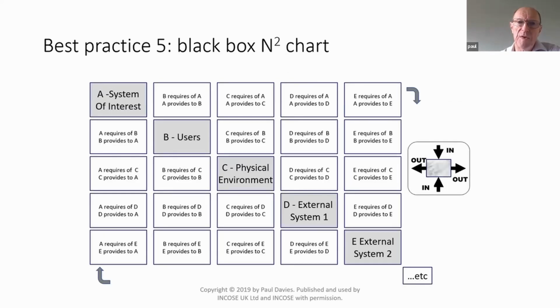Best practice 5 is turning all of that into a black box n-squared chart. So we note it all down. What's the interface between our system and the outside world? First of all, at black box level.